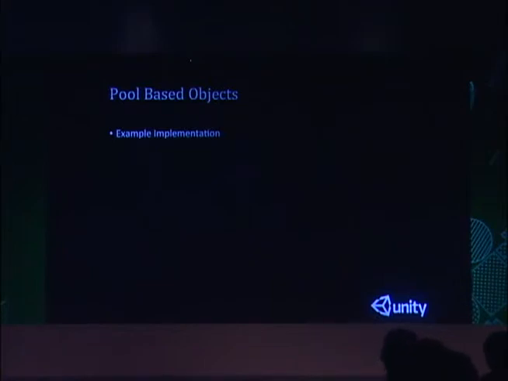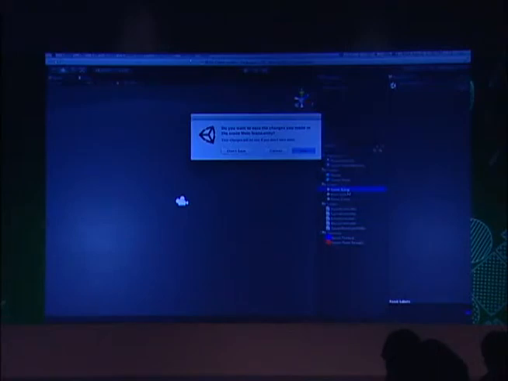So let's take a look at the agent controller, and then we can see how that works. So this is in this level. How do we have it set up to begin with? We've got the red cube, which is a spawn point, sorry, with a spawn point controller attached to it. And then we've got five bullets.